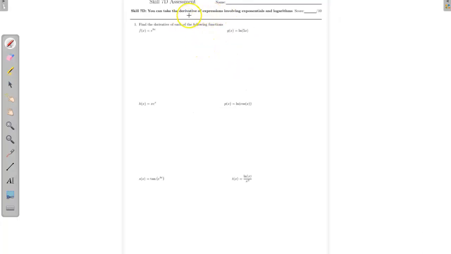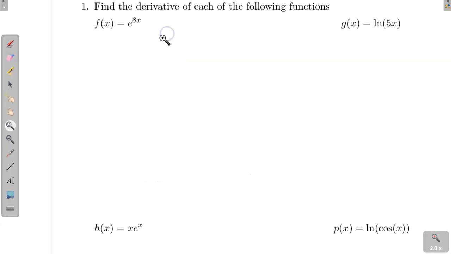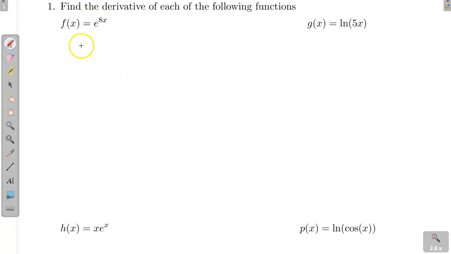All right, our next skill is just taking derivatives with exponentials and logs, making sure we know these new derivatives that we know. You need them a little bit for the other skills, but this is just all at once, making sure you know these. All right, so first one, the derivative of an exponential gives you back the same thing.